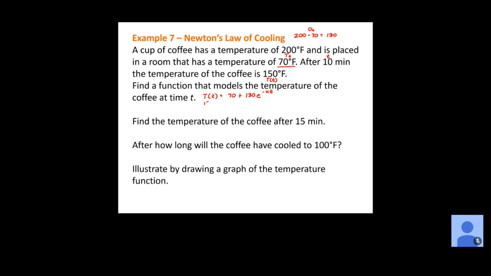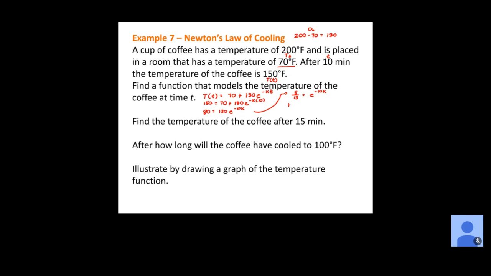We're going to have 150 equals 70 plus 130 times e to the negative k times 10 minutes. Now we need to solve for that exponent. We need to know our k value. So I'm going to subtract 70 here. That's going to give us 80 equals 130 times e to the negative 10k. Then I'm going to divide by 130 and give us 8 over 13 equals e to the negative 10k.